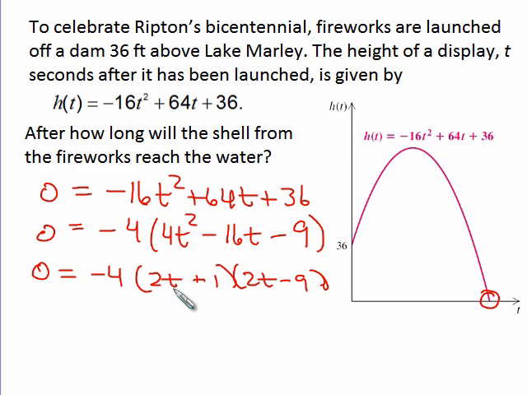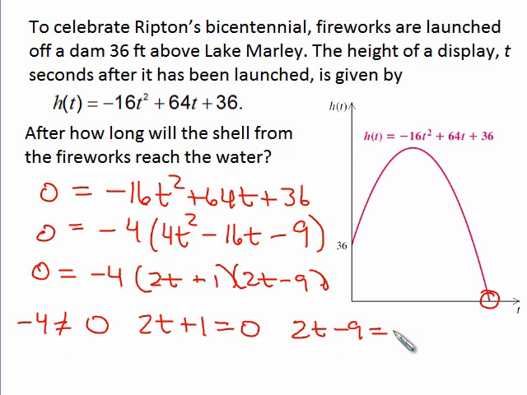So here we have three factors that are equal to 0. Well, notice the first one doesn't contain a variable. So if I try to set negative 4 equal to 0, it doesn't contain a solution. So then I'll take the next one, 2t + 1 = 0. And the third one, 2t - 9 = 0. So these are the two I need to solve.